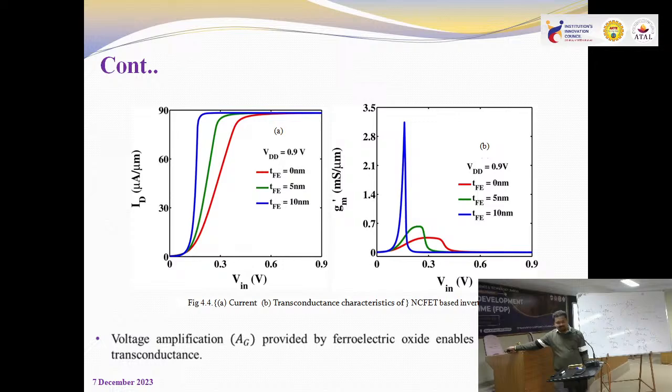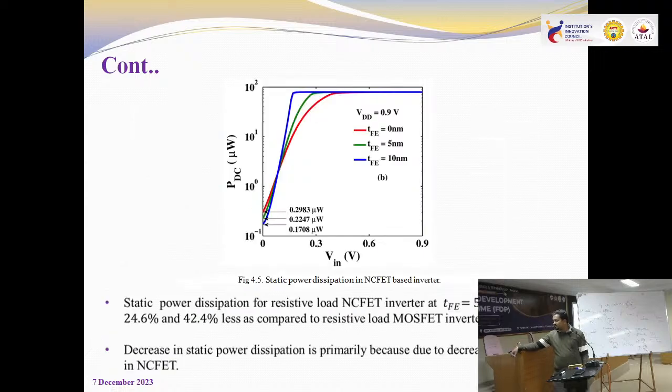The middle one is TFE equals 5 and the least is TFE equals 0. So this is what is mentioned over here. Voltage amplification AG provided by ferroelectric oxides enables us to get higher transconductance. And the most important thing is static power dissipation.